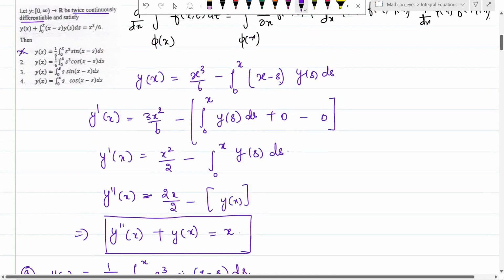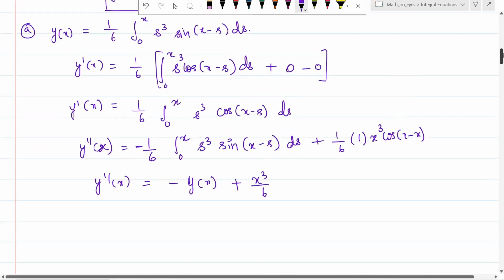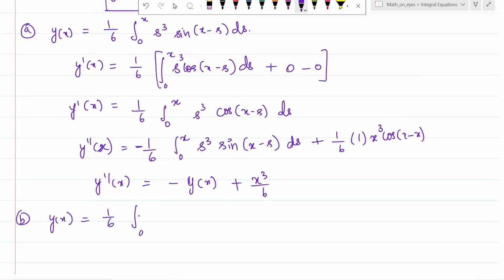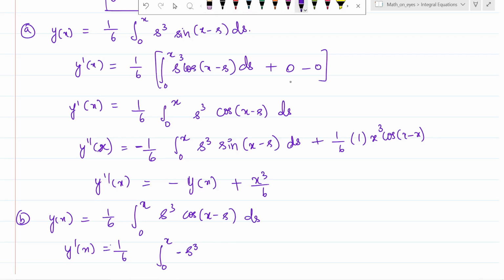Next, y of x is equal to 1 by 6 integral 0 to x s cube into cos of x minus s into ds. You can guess this option also. This is going to be wrong because it is similar to the first option. Y dash of x is equal to 1 by 6 integral 0 to x s cube into minus, take it outside. Okay, you'll have here cos of this is minus sine of x minus s into ds. When you apply the upper limit, you will find plus 1 by 6 here.